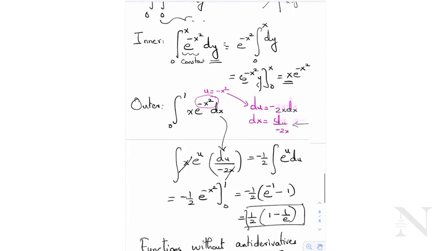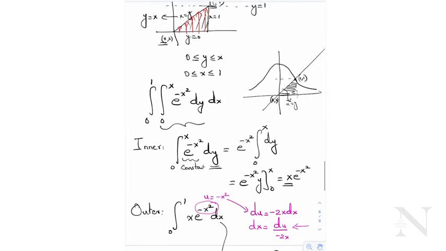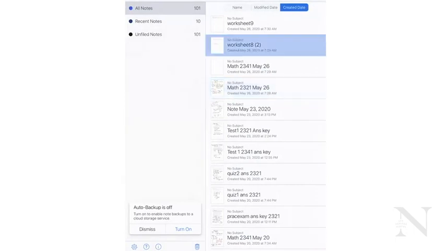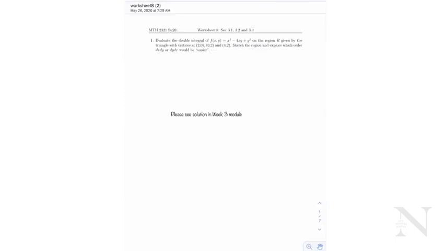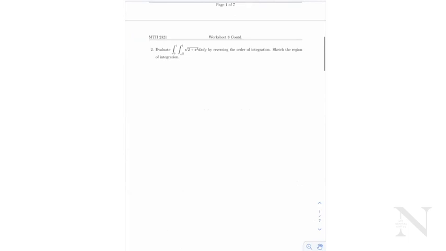Any other questions? All right, let's do this worksheet, which we did in the third week module, so I'm not going to redo this problem again. Please see the solution from last week. Okay, here is the first one for today.